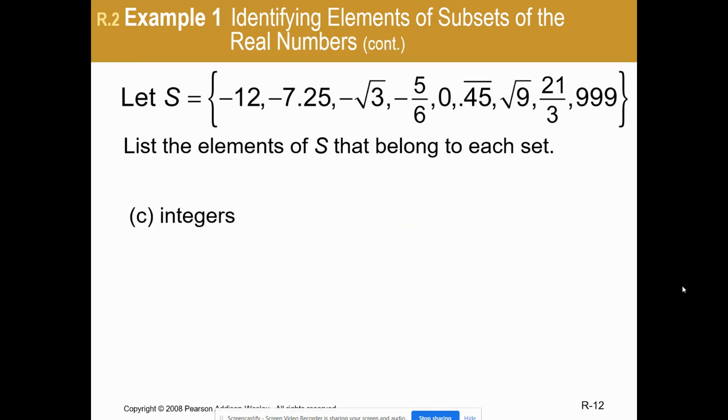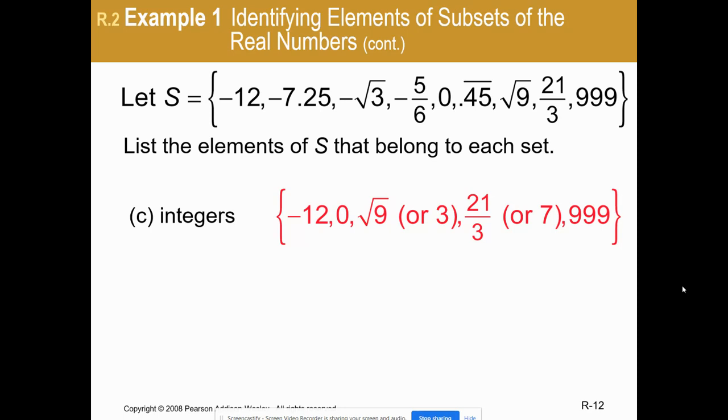Which of the values in S are integers? Integers are our negative and positive whole numbers, and remember, that also includes 0. So we have -12, 0, the square root of 9, or 3, 21/3, or 7, and 999. Which of those are rational numbers?